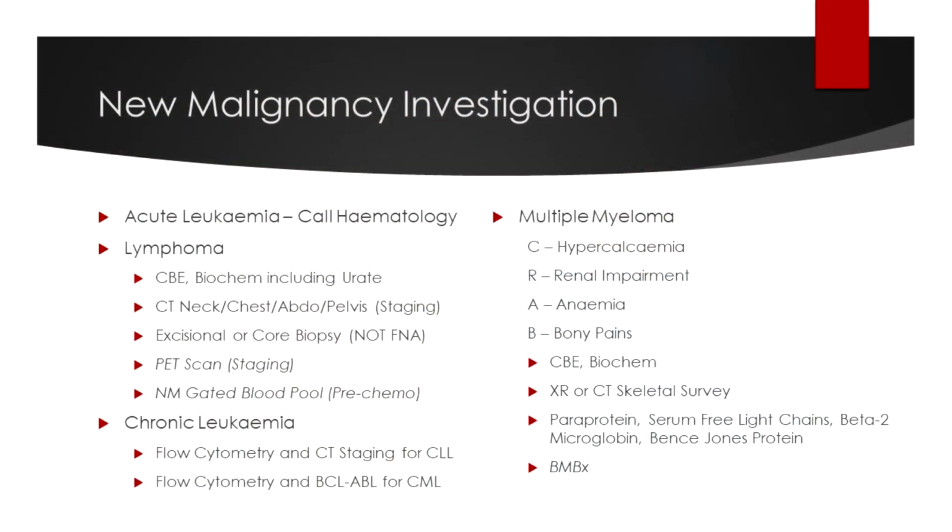So we do a CBE and biochem, we're looking for anemia and obviously renal impairment. We're looking for raised globulins that would imply they might have a paraproteinemia. We do either an X-ray or a CT skeletal survey. CT, it's low-dose CT of the whole body, looking for those myelomatous lytic lesions that are so characteristic of the disease. And then there's a few things that we look for as secretory evidence of myeloma, and they are paraprotein, which is protein electrophoresis, the serum-free light chains, beta-2 microglobulin, and a Bence-Jones protein in the urine, which is not always essential, but many of us still do that.